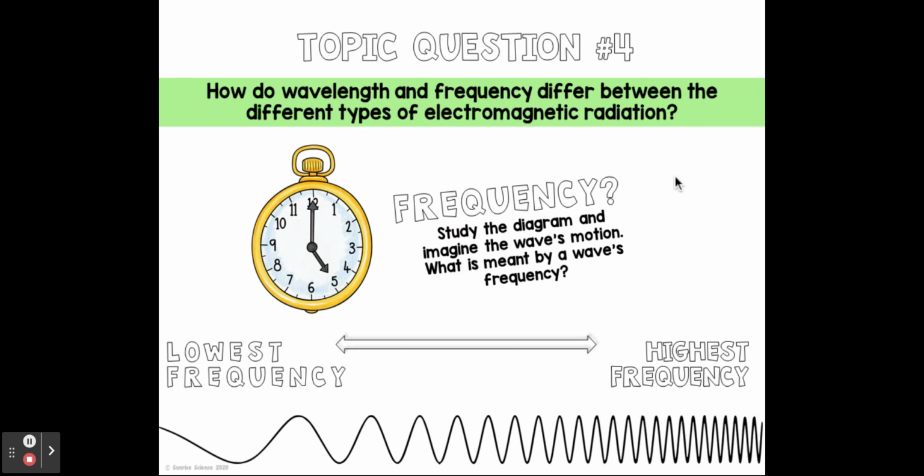So frequency: study the diagram and imagine the wave's motion. What is meant by a wave's frequency? We've been talking about this a lot, and you've got low frequency here and high frequency here. Frequency has to do with how many waves pass through a point in a second. If you had this size, not very many are going to pass through the point in a second. And if you had something like gamma, a whole bunch are going to pass through in a second.